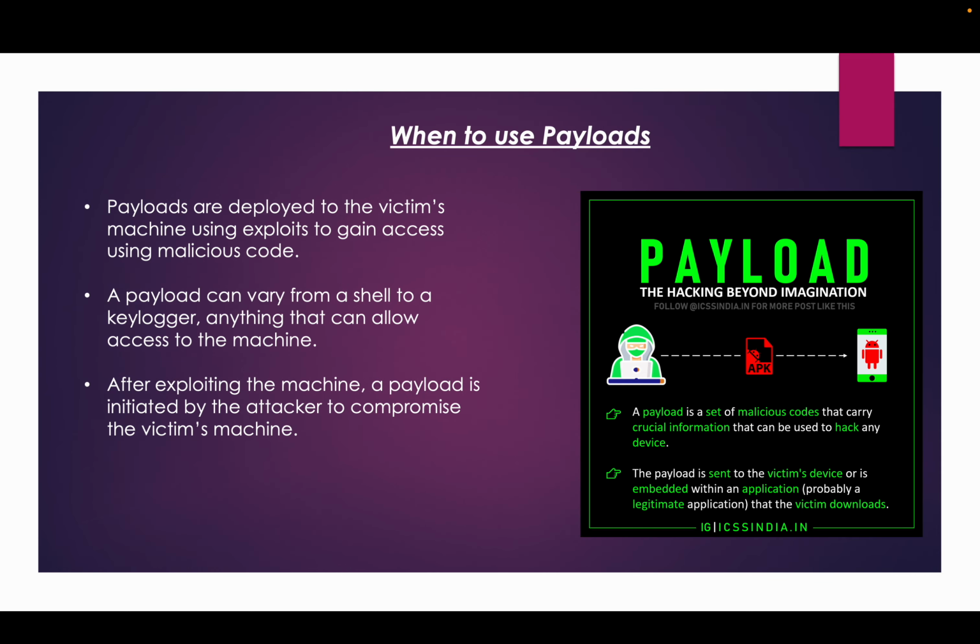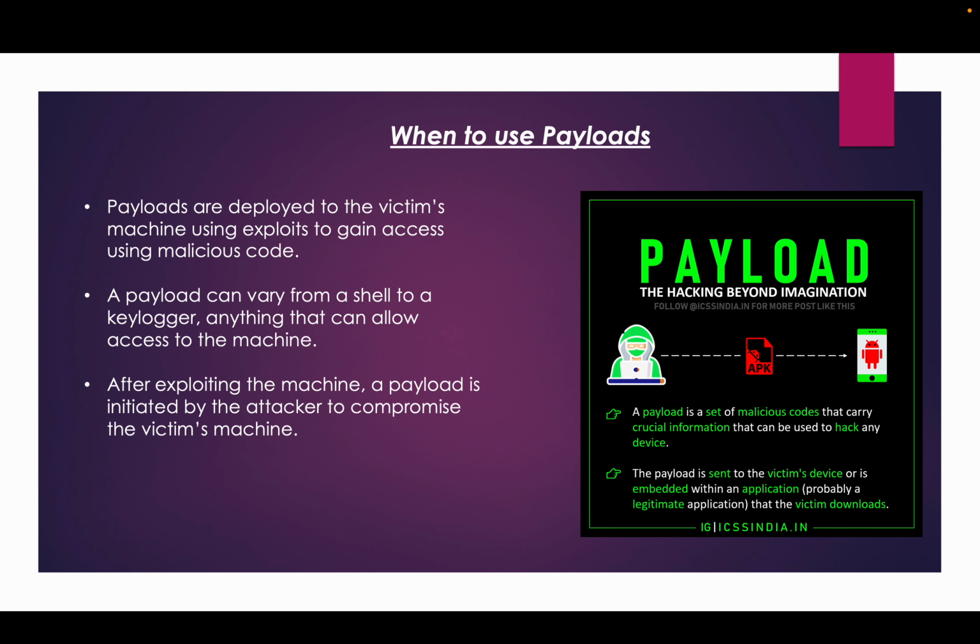Moving on. When to use payloads. Payloads are deployed to the victim's machine using exploits to gain access and using malicious code. So once we deploy a payload, we can execute it to gain access to the victim's machine, and this access can vary from just being a simple user to being an administrative user. Privilege escalation comes in place when you already have a payload running in the background. Then privilege escalation comes in. I will be making a video regarding that later on.